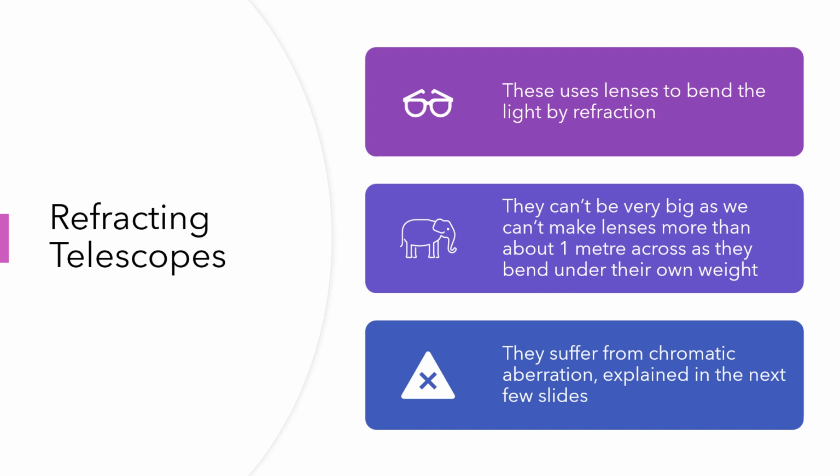They use a lens to bend the light, but a lens can't be made particularly big. There's a limit of around 1 meter. If you tried to make a 2 meter lens, it would bend under its own weight and that would degrade the image. And if you tried to make the lens thicker to make it stiffer and stronger, then it would just weigh more and that wouldn't really help. And you can't really put any kind of structure in place to hold it because that would block the light.